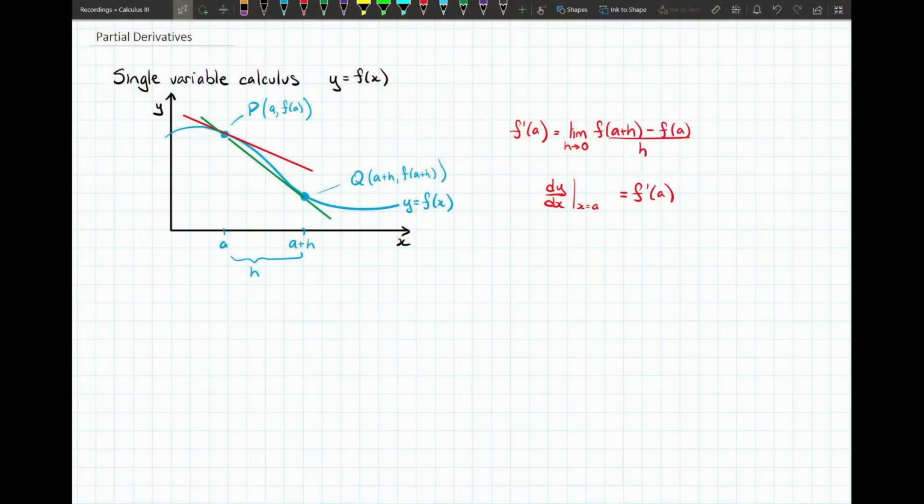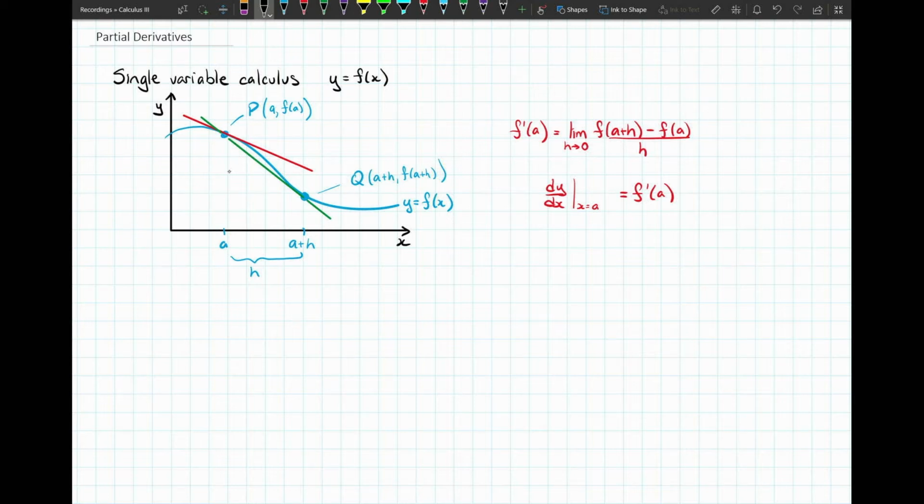And it may just help to refresh our memory on what we defined as the derivative of a single variable function first. So in single variable calculus, where we just have a function y equals f of x, if we think about the derivative as representing the slope of a tangent line at a point P, well, we calculated that slope by looking at the slope of a secant line here in green between the points P and Q. That's pretty simple to calculate.